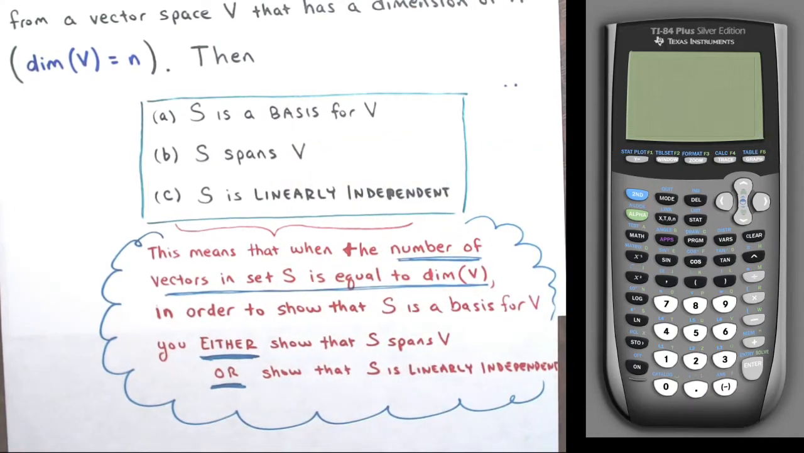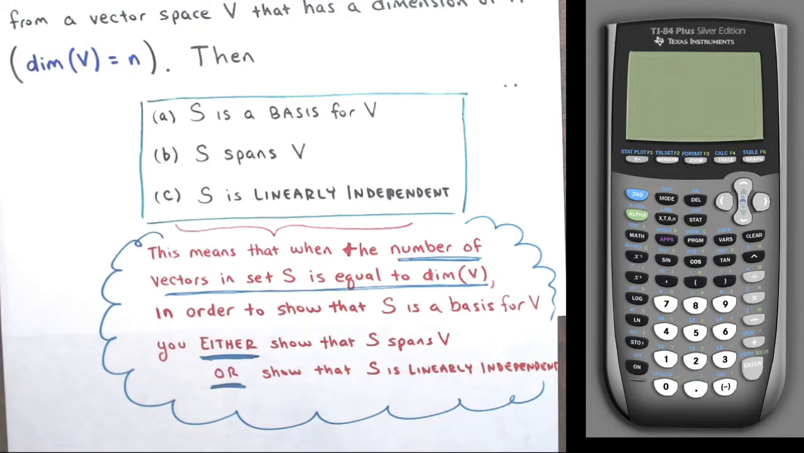So if I know the dimension, then I only need to show that S is either spanning V or S is linearly independent. As a personal preference, I prefer just showing independence. Because when you show that a set spans a space, or that a set is independent, you're pretty much setting up a similar system of equations. You'll see this all boils down to solving a system of linear equations.